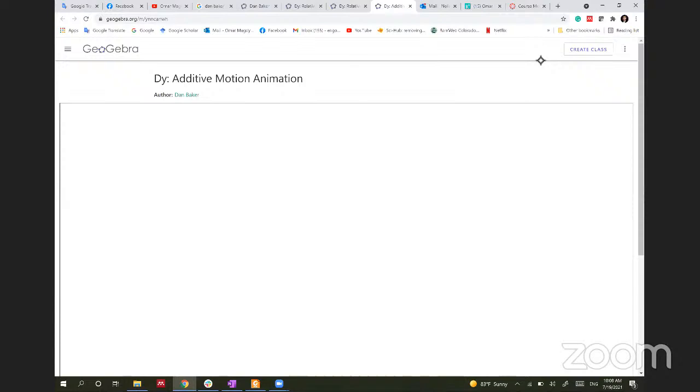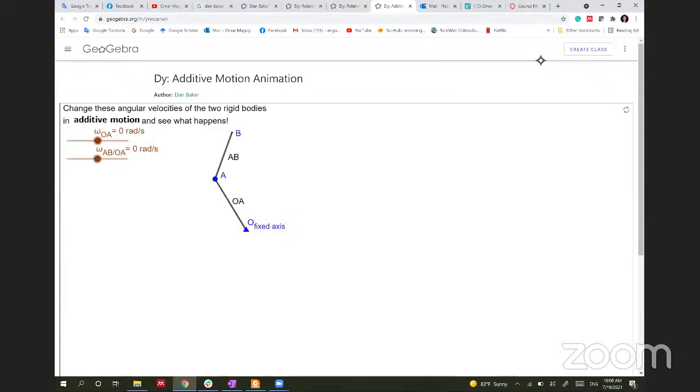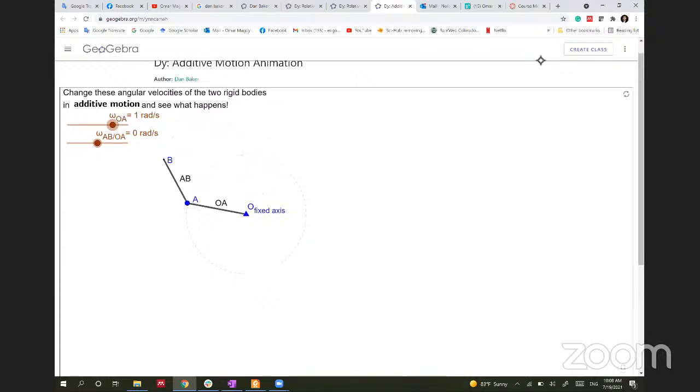So what if we have two bodies attached together? Like if you have a body OA, and another body AB attached to it at point A. If the body OA has a certain omega, let's assume OA has an omega of 1 radian per second, and it's positive, so it will be in this direction. But the body AB doesn't have its own omega, so the omega of the body AB will be similar to the omega of the body OA.